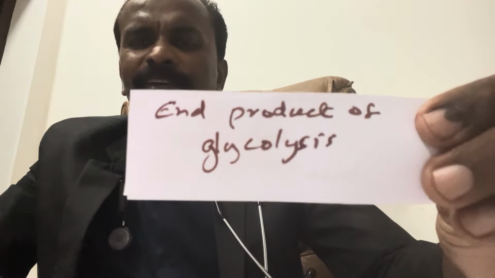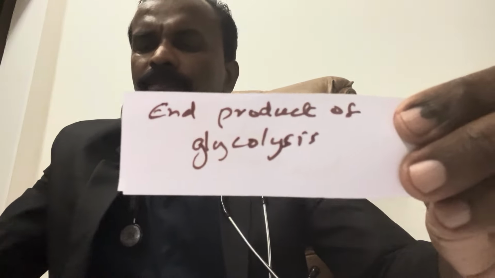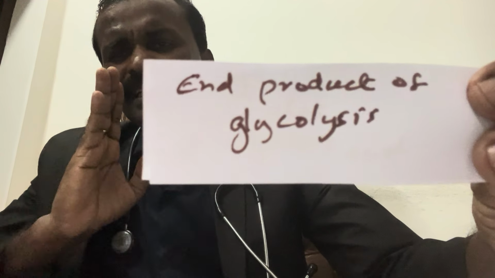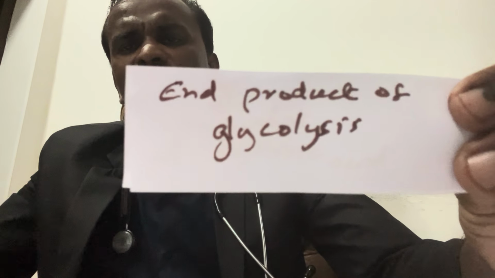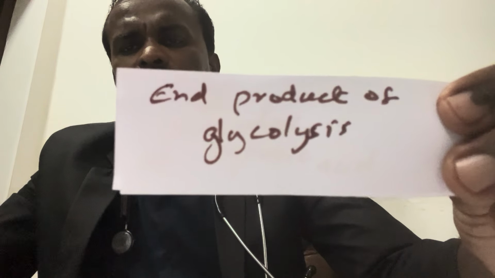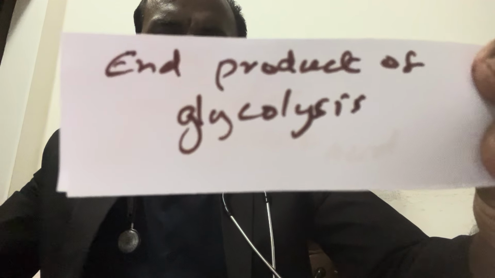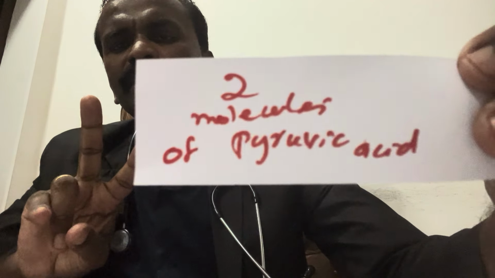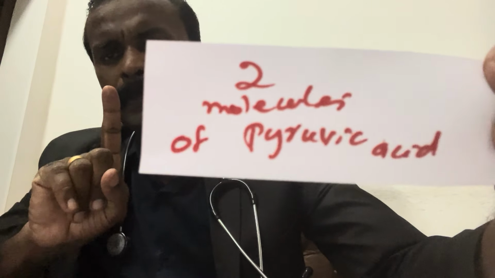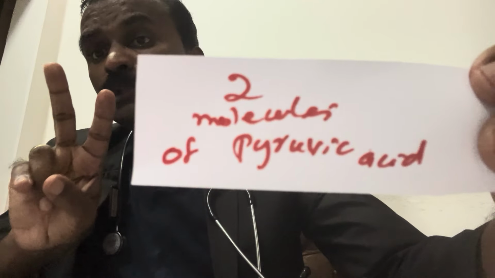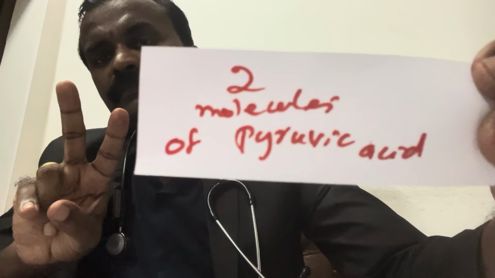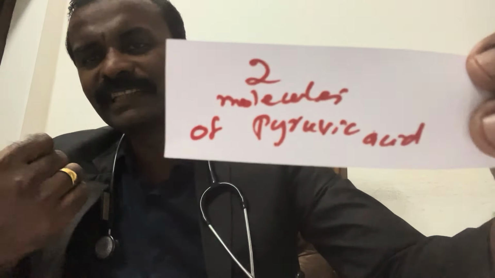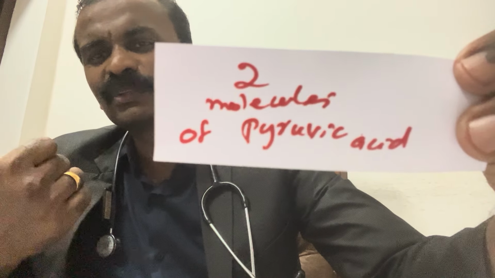End product of glycolysis. What is the end product of glycolysis? These are all direct questions, direct MCQs, but confusing in the examination. End product of glycolysis: 2 molecules of pyruvic acid. You should remember pyruvic acid, and you should remember 2 molecules. Both are important. Don't forget the question. Okay.